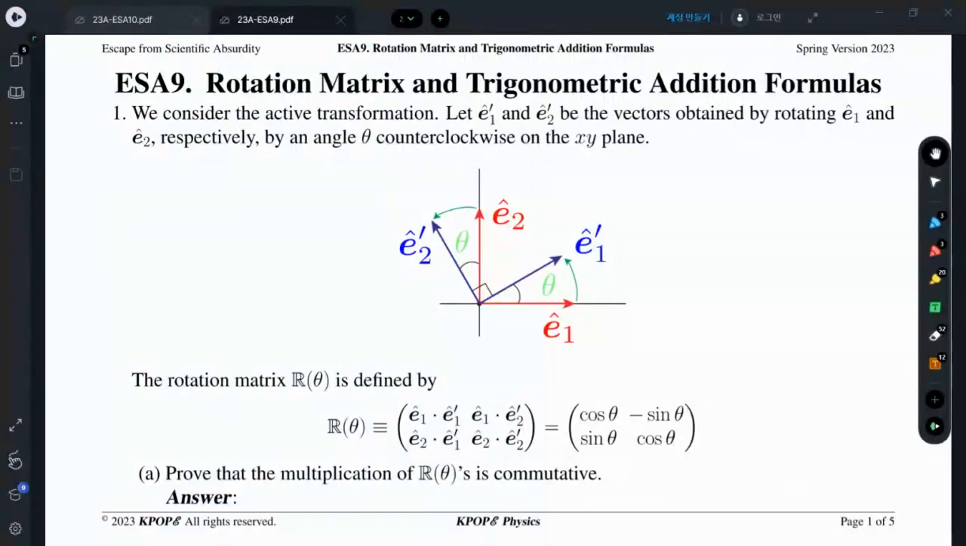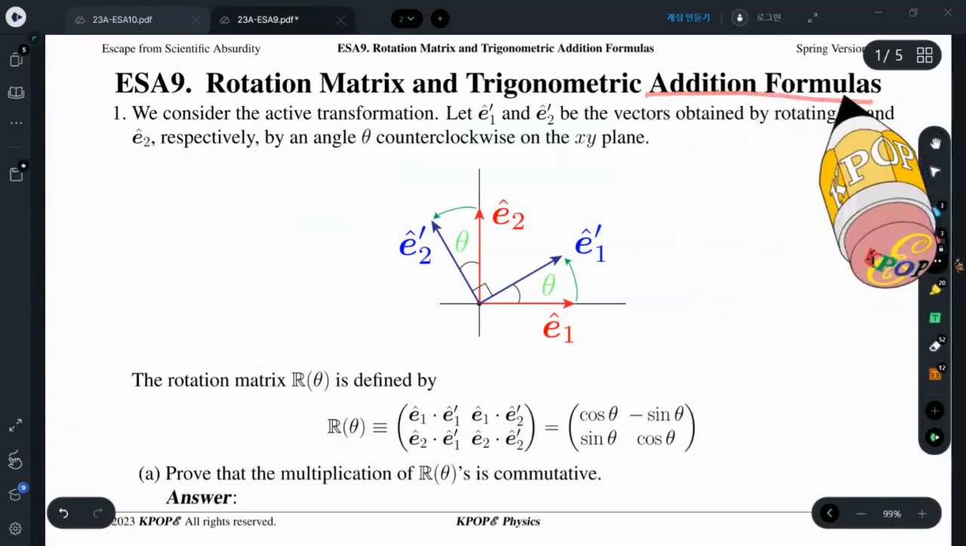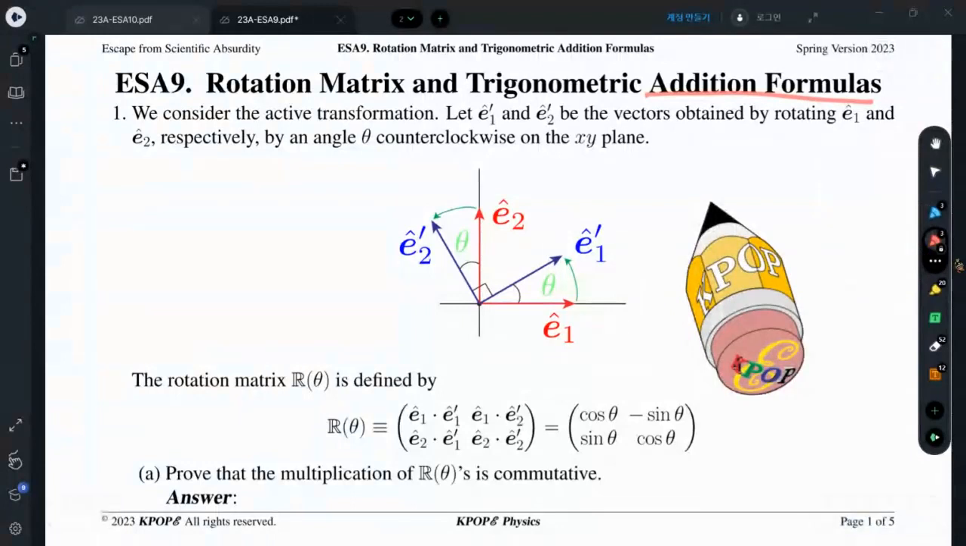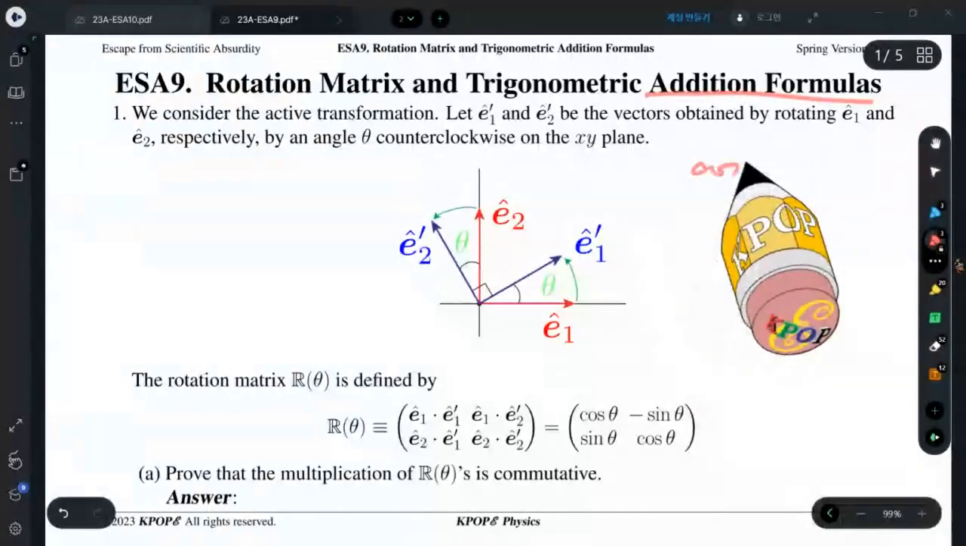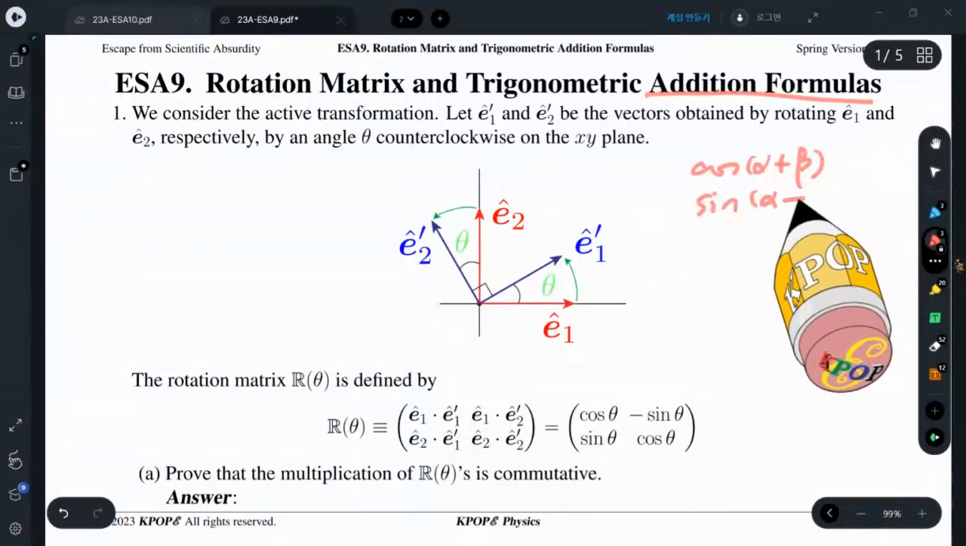Rotation matrix and trigonometric addition formulas. There are so many ways to derive addition formulas. You know how to compute cosine alpha plus beta and sine alpha plus beta.